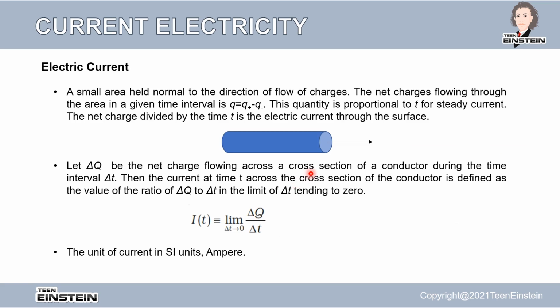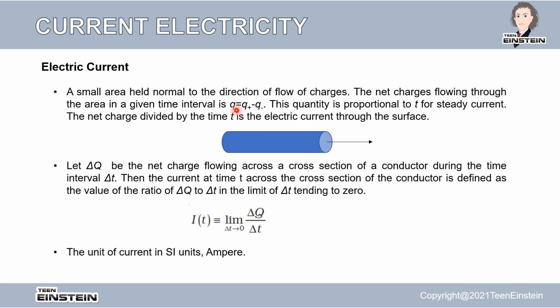So what is electric current? How do we define it? We already talked about this. The electric current is nothing but the charges which are moving. So we will assume that there is a small area held normal to the direction of the flow of charges, like this. Let's assume that this is the area that is held normal to the flow of charges. So the flow of charges makes 90° with the surface. So the net charge flowing through the area in a given time interval is Q equal to Q plus minus Q minus. So we are going to consider how many net charges are flowing across this particular surface in one direction within a given time interval.